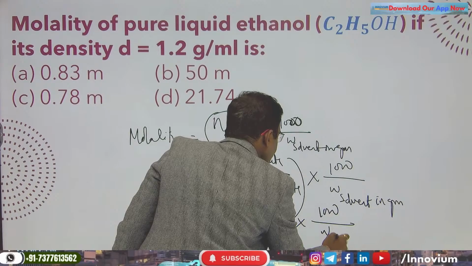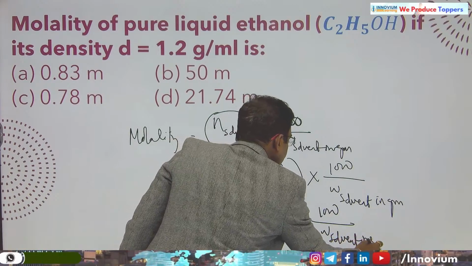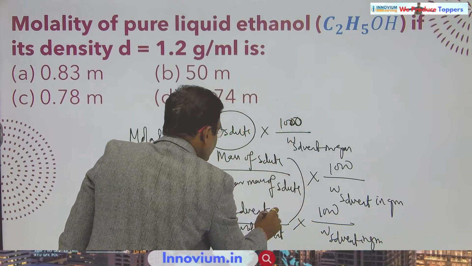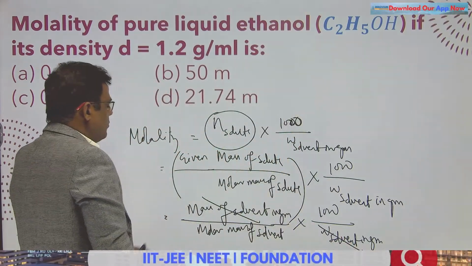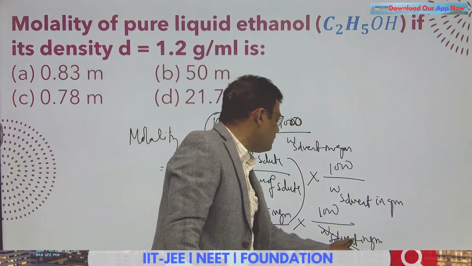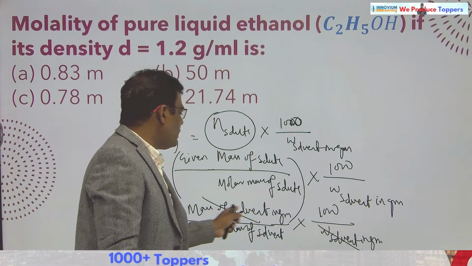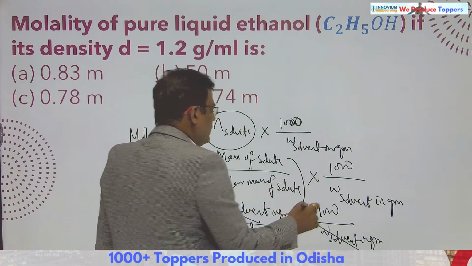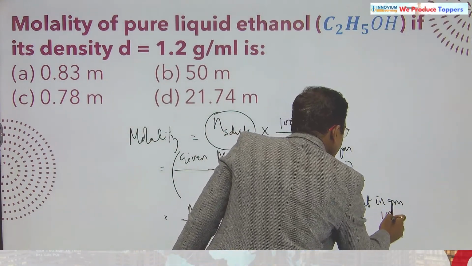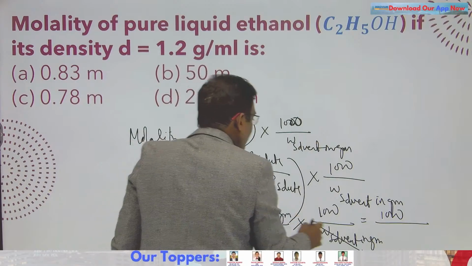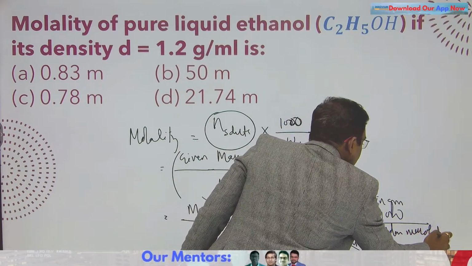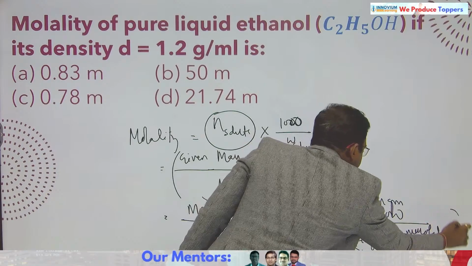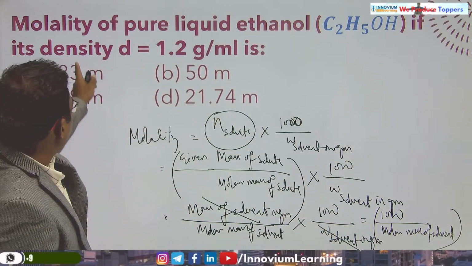So here you see this is W solvent in gram. This is also mass of solvent in gram. Now this term will be cancelled, because this is mass of solvent in gram, this is also mass of solvent in gram. Both are cancelled. Now what is left? This one. So this is 1000 by molar mass of solvent. Now this is the expression to solve this question.